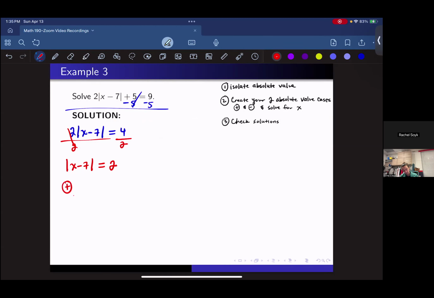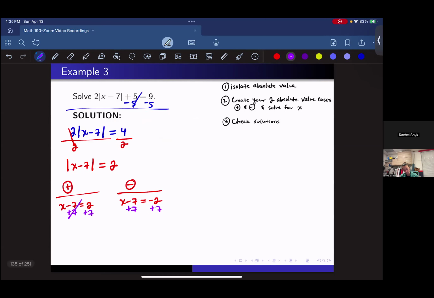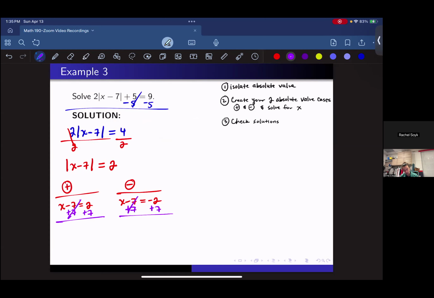Positive case, drop absolute value. Negative case, drop absolute value, and multiply right-hand side by a negative 1. And then solve. We'll go ahead and add 7 to both sides in both the negative and positive case. So our two potential solutions are x is equal to 9 and x is equal to 5. And then our very last step is to check to see if both of these work.